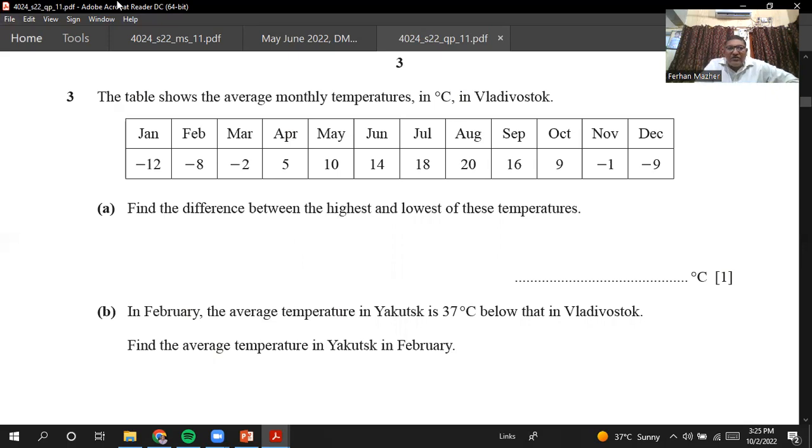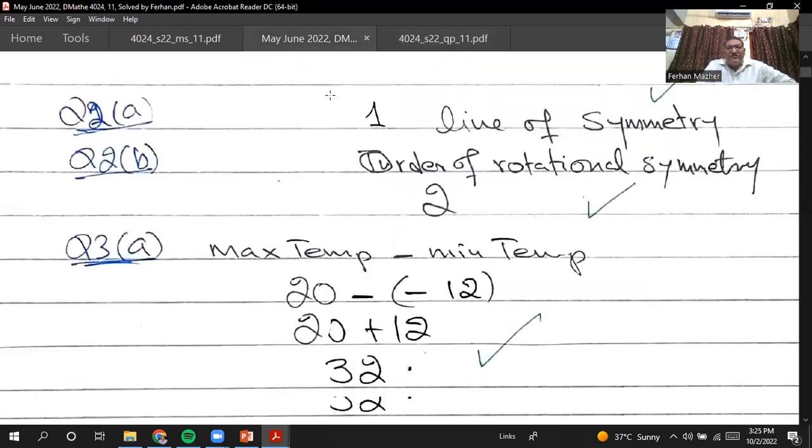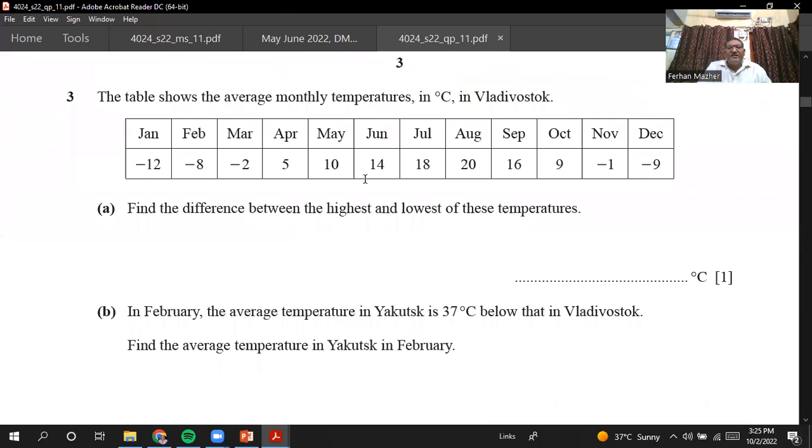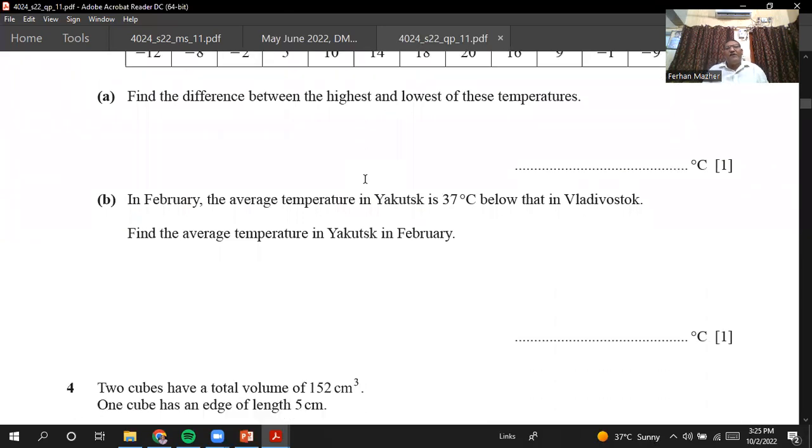So we have to find the difference between the temperatures. The difference will be the maximum temperature minus the minimum temperature, that is 20 minus minus 12, which is 20 plus 12, and that will be 32 degrees.